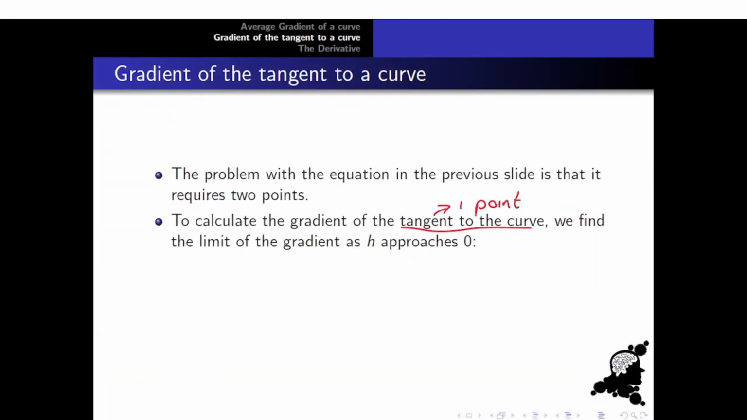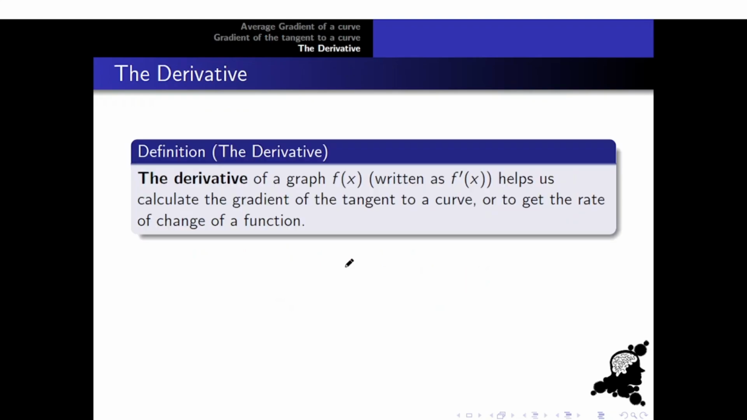So let's get back to the notes. We said that we can find the gradient of the tangent using exactly the formula that I've highlighted now. We take the formula that we've had in our previous slide for the gradient between 2 points, then we just take the limit as h approaches 0.